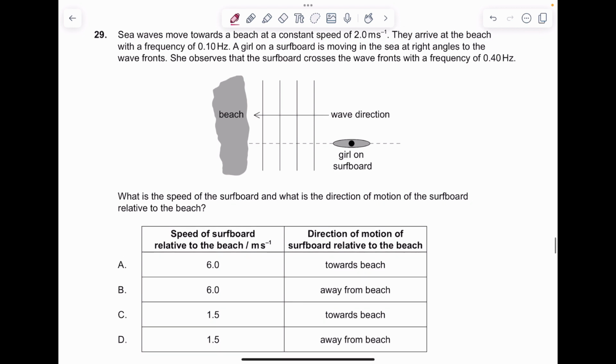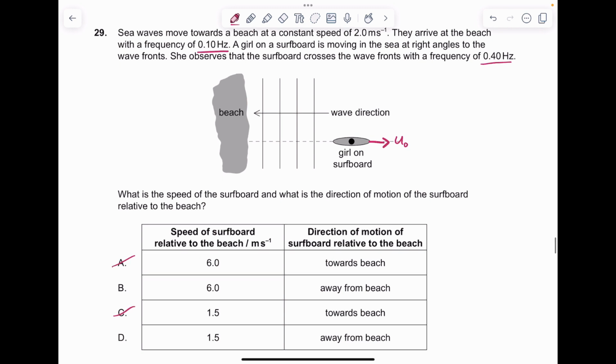So we have an observation of a higher frequency than the actual emitted frequency. Therefore, the waves must be going towards the girl on the surfboard. So if the wave direction is to the left, the girl on the surfboard must be moving to the right, so that the waves are coming towards her and she can observe a higher frequency. The waves get compressed as they approach her. So she's moving away from the beach, so B or D, and then we just need the speed.